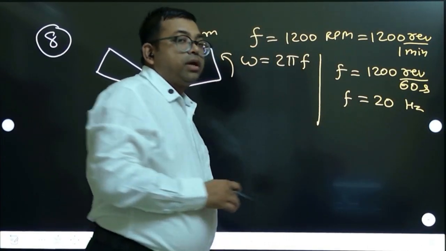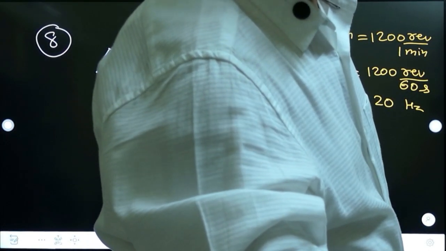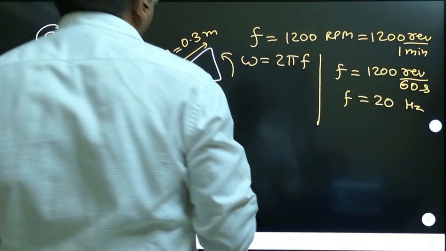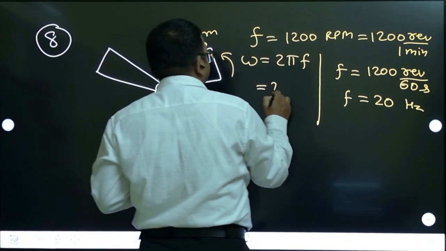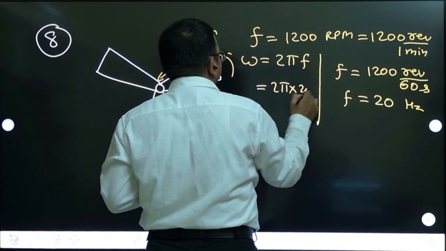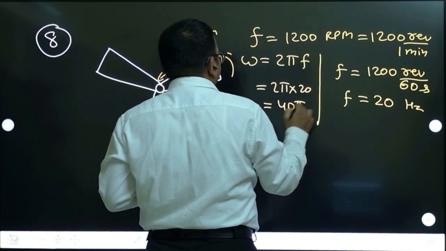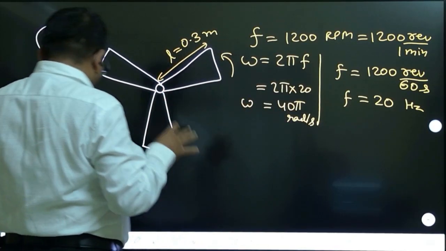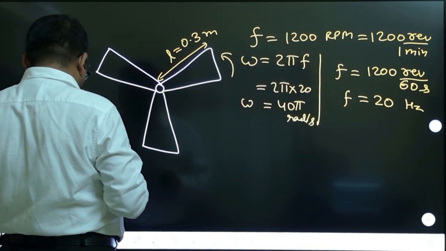So once you calculate this, first let us do what they are telling in the question, and then we can do the calculation. So frequency we calculated, omega then we can calculate, because 2 pi into frequency, which is 20. So omega will become 40 pi. Of course, its unit is radian per second.